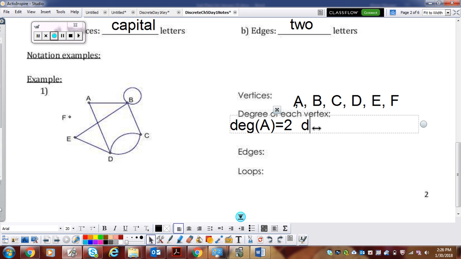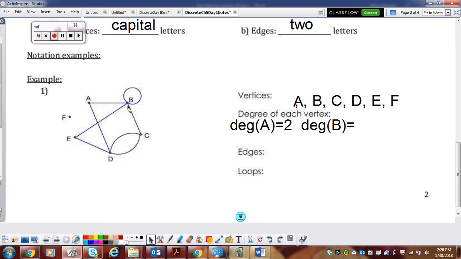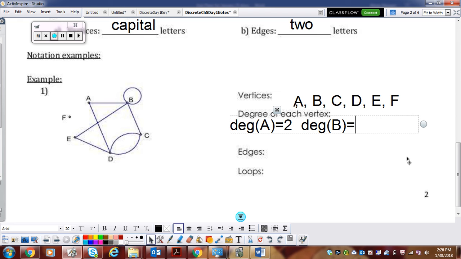Now what we're going to do is find out the degree of B. If you notice, at B, this right here is called a loop, because it starts and it connects back to itself. Now when you have a loop, it counts as 2. So the degree of B is actually 1, 2, 3, 4, 5. You have to remember that if you have a loop, it counts as 2. Now the degree of C.